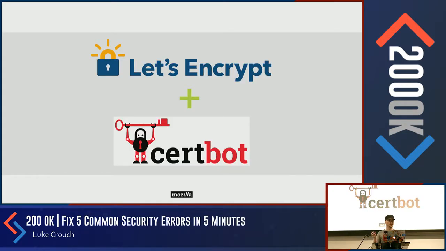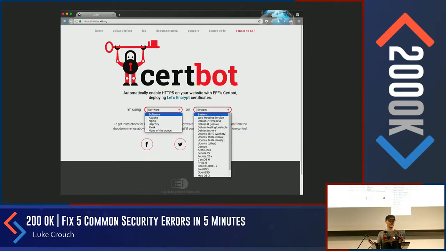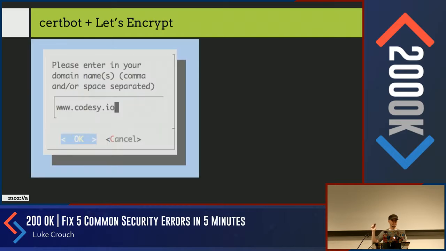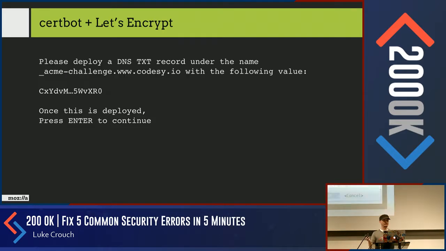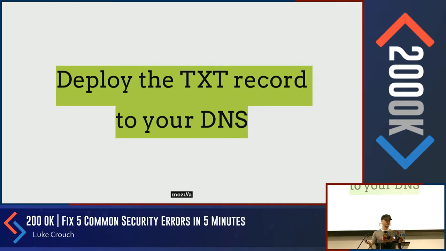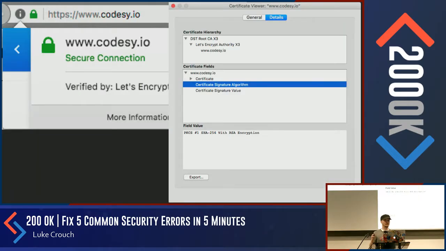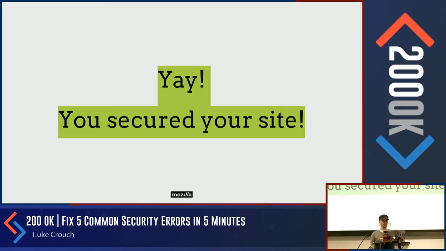If you've heard of Let's Encrypt and Certbot, Certbot is amazing. It is on all the operating systems. It has a lot of plugins for web servers. This is what it looks like on a Mac. You can brew install Certbot. You can generate a certificate. It will ask you to enter the domain name. It will say deploy a DNS TXT record over on your domain. Once you've done that, press enter. Then you come back, you get the cert, you add it to your site. Hey, look, your site is now secured.